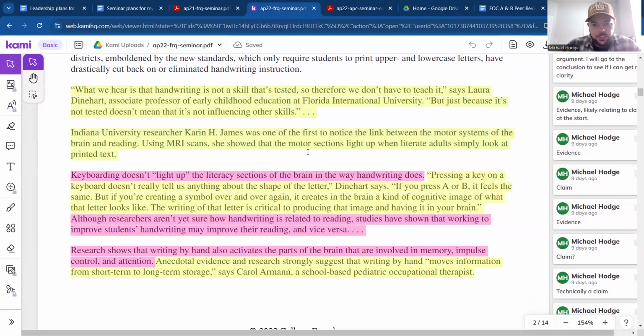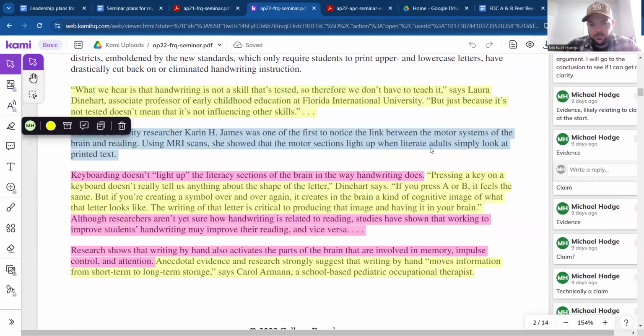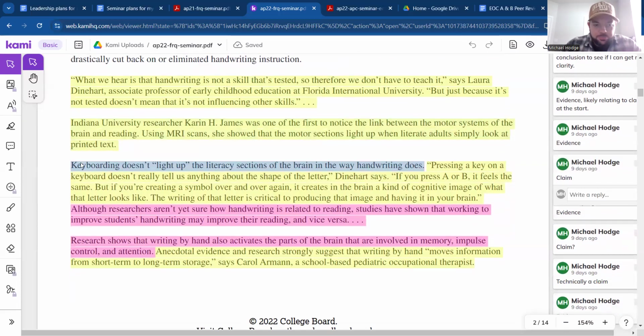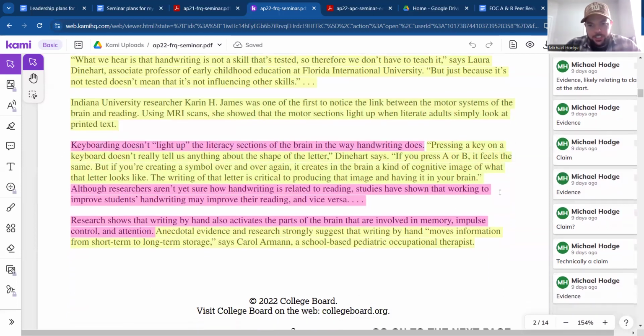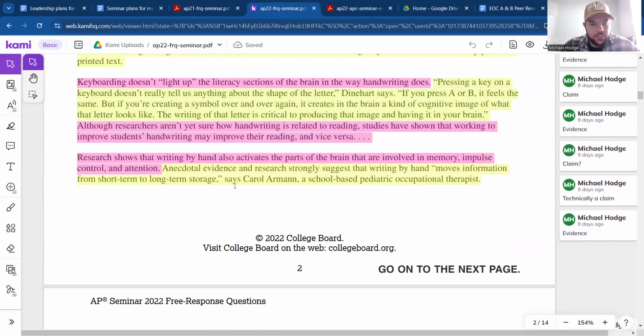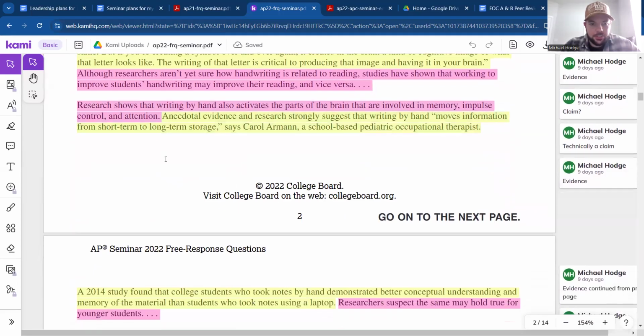I see this as using MRI scan. She showed that motor sections light up when literate adults simply look at printed text. Ooh, hold on. I'm going to leave that as it is, actually. Boom. Why? Because of this right here. I'm going to talk about that in a second. We'll come back. Anyways, more quotation marks. Boom. Deinhardt says, so I know this is going to be evidence again from the same exact person. I'm going to mark all that up. I don't see anything there that looks like evidence, so I'm moving on. That doesn't look like evidence.